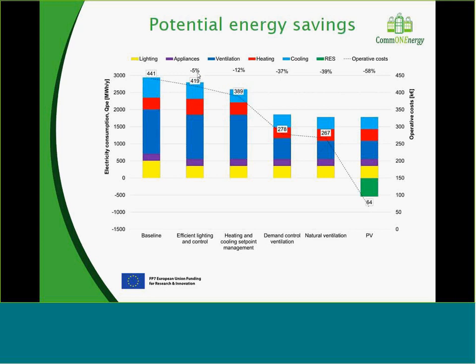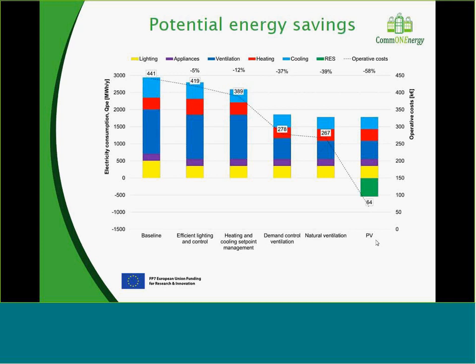Then we propose the implementation of the heating and cooling set points, modified as I explained before, and we managed to reach 12% energy saving. Then we apply on top of the other solutions the demand control ventilation, and we reach 37%. Then we apply also the natural ventilation on top of the other solutions. We reached 39%. And then we have the photovoltaic installation. So at the end, we managed to have a 58% reduction in electricity consumption.